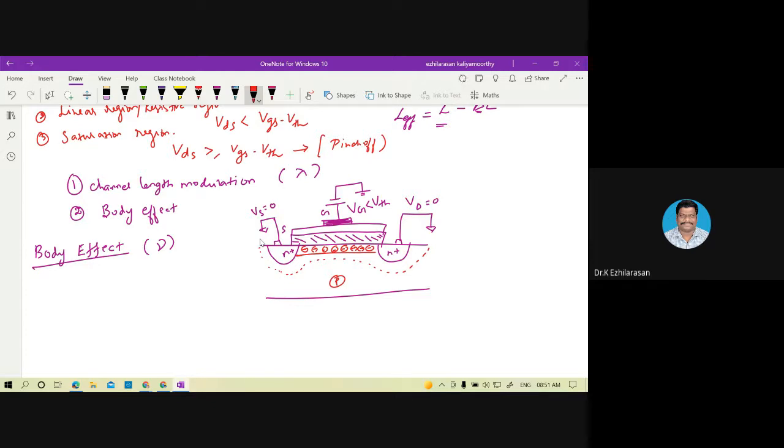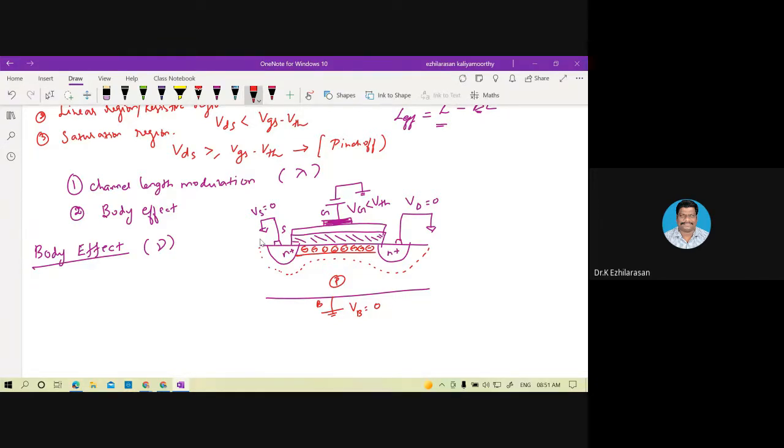This is the substrate, this will be your bulk. That is, the bulk voltage will be equal to 0. So, very important here: when you study the VI analysis, or the IV analysis, we assume that the bulk and the source of the MOSFET are tied to ground.